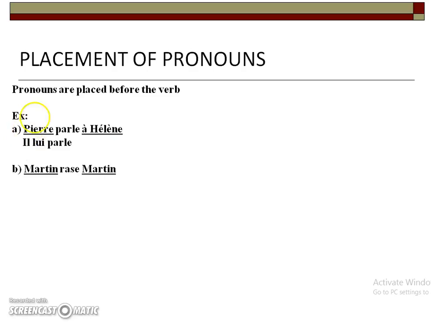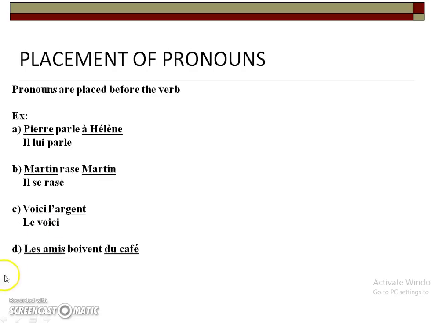Example number 2. Martin raises Martin. He raises himself. He would be replaced by il and himself would be replaced by se. So your answer would be il se rase. Example number 3. Here is the money. Here it is. It would be replaced by le. The word voici already includes the verb. So the pronoun would come before the verb. So your answer would be le voici.